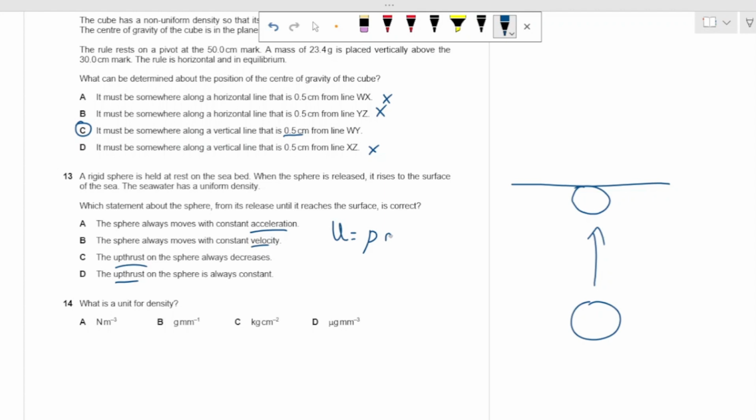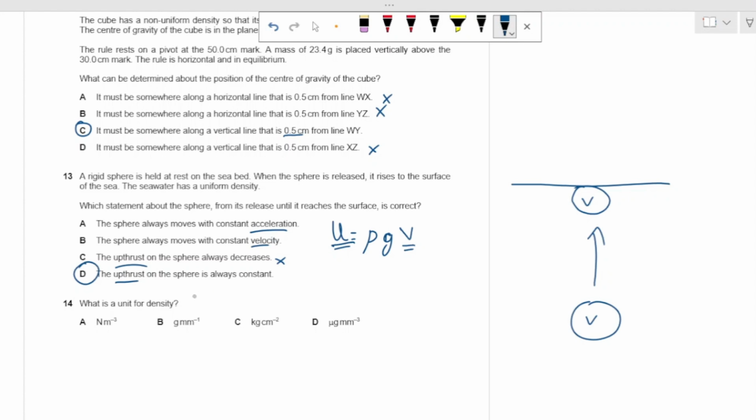Upthrust is the density times gravitational field strength times the submerged volume. Most importantly, submerged volume. So we know density and gravitational field strength are constant. What about volume? Submerged volume in this case was V, which is the entire sphere. In this case, it is also V, which is the entire sphere. So we can see that V was also constant up until the point it reached the surface. That means that upthrust must also be constant, because the only variable that could vary, the volume submerged under the surface, is also constant. Therefore, option C is definitely wrong. So option D is correct.